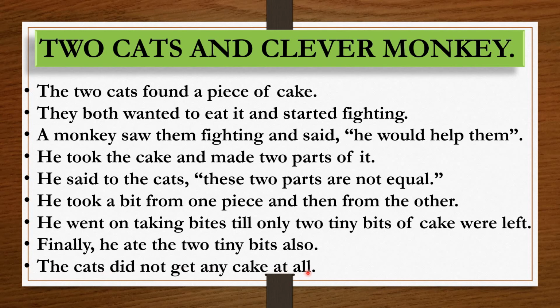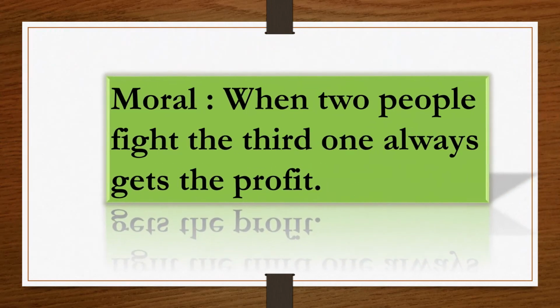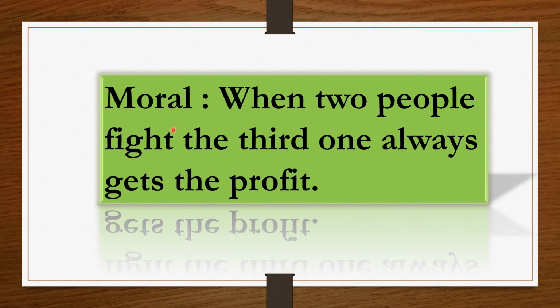So, students, can you all tell me what is the moral of the story here? Yes. The moral of the story is when two people fight, the third one always gets profit. So you should not fight among yourself because the third person interferes and he gets the profit.